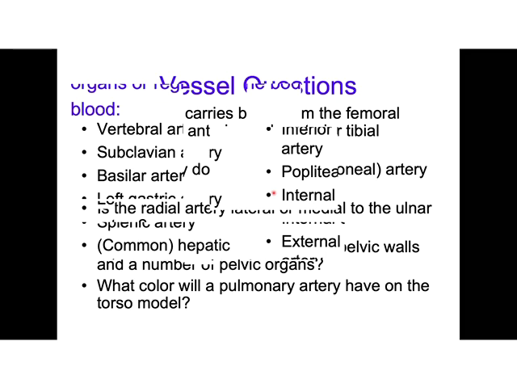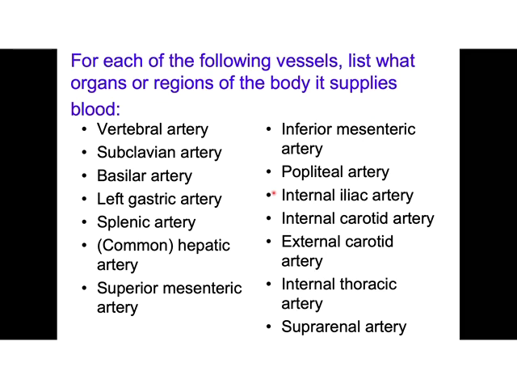For each of the following vessels, tell the organs or the region of the body that are supplied. Vertebral artery, brain. Subclavian artery, ultimately to the arm and to the shoulder. Basilar artery, brain. Left gastric artery, stomach and esophagus. Splenic artery, spleen, stomach, and pancreas. Common hepatic artery, liver and the pylorus of the stomach and the pancreas.